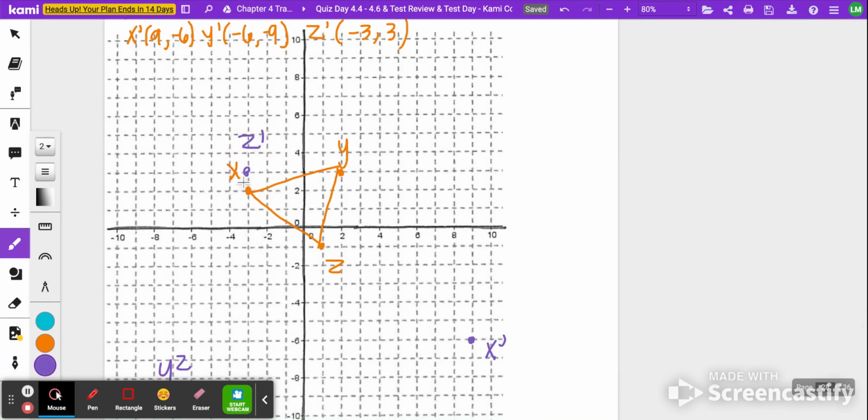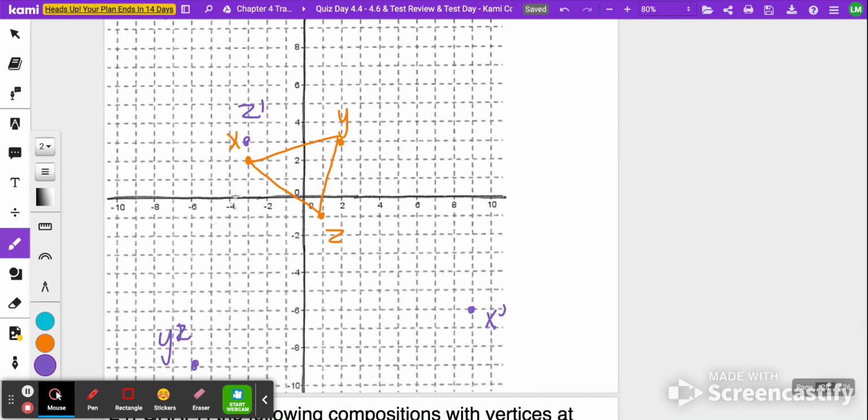Okay, as I connect these points together, you're going to notice that your triangle is much larger and it has been rotated about the origin 180 degrees.